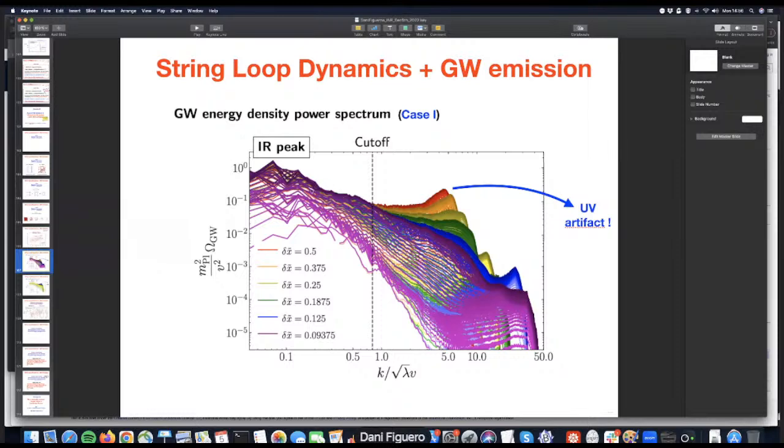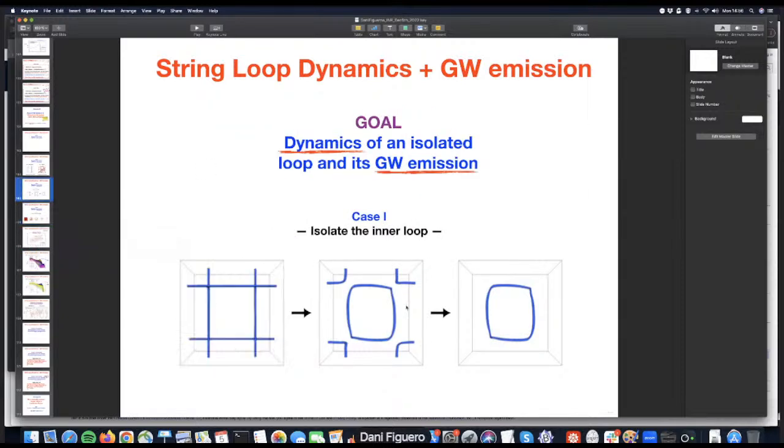So the conclusion, according to this study, is that if you have a string of this kind, even if you have sharp features like a cusp, the emission due to the global oscillation of the string dominates over the local emission of the cusp.